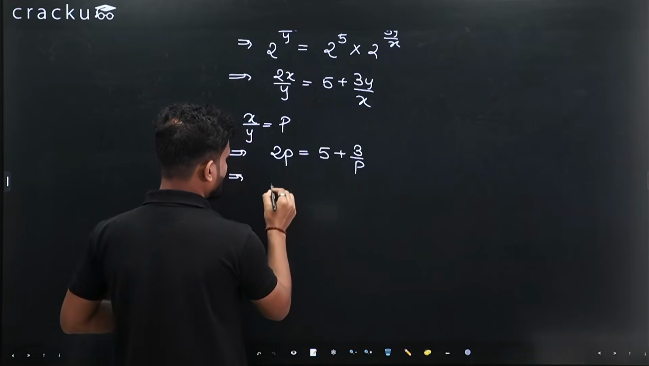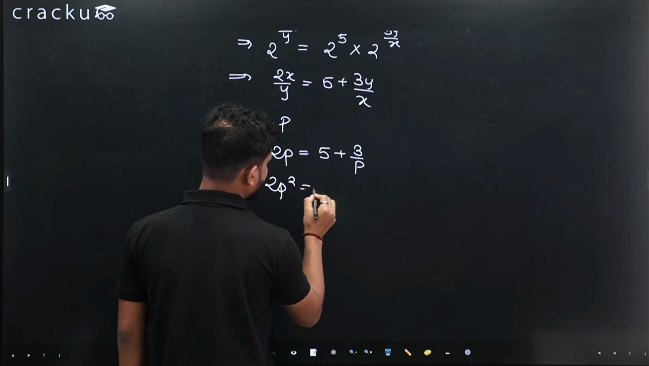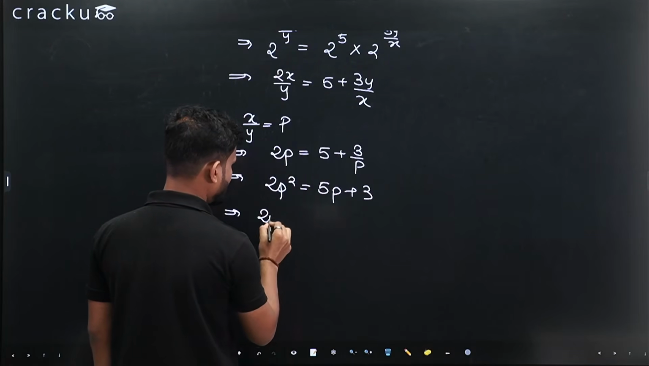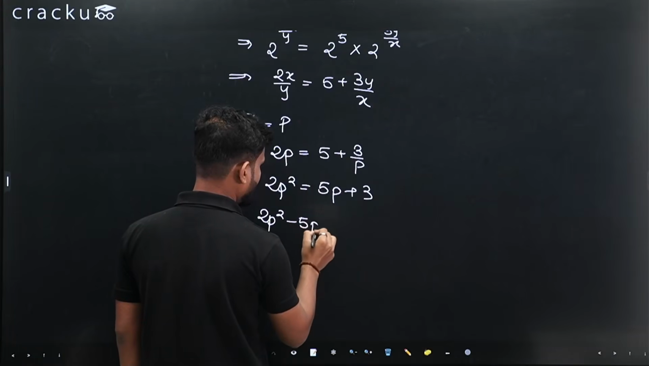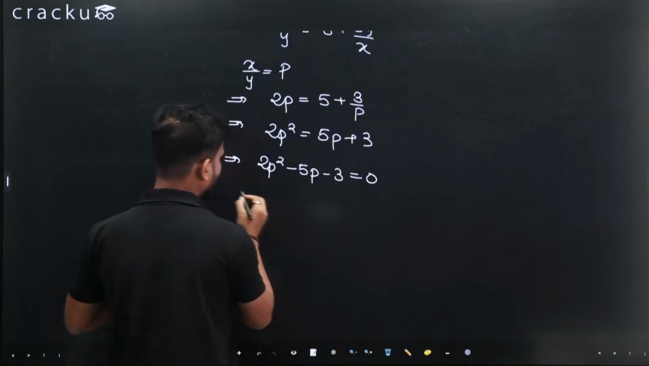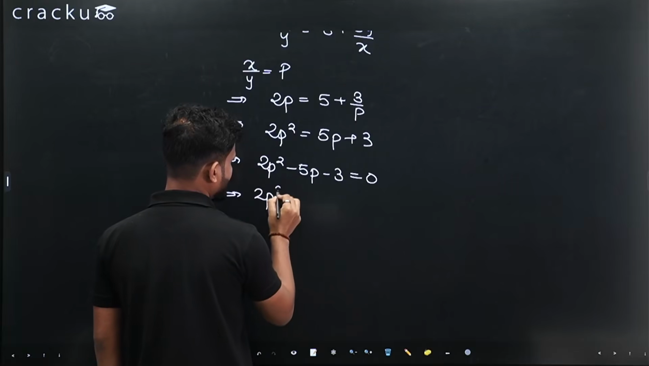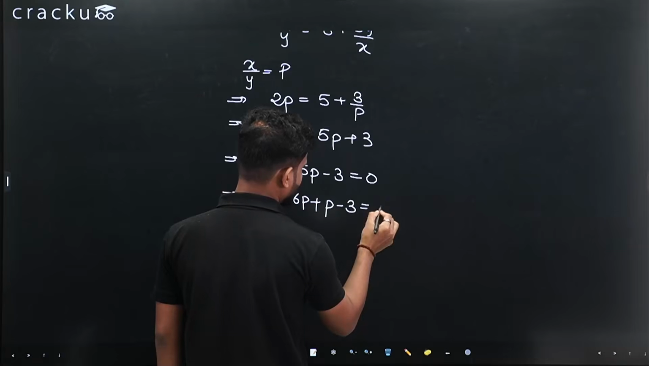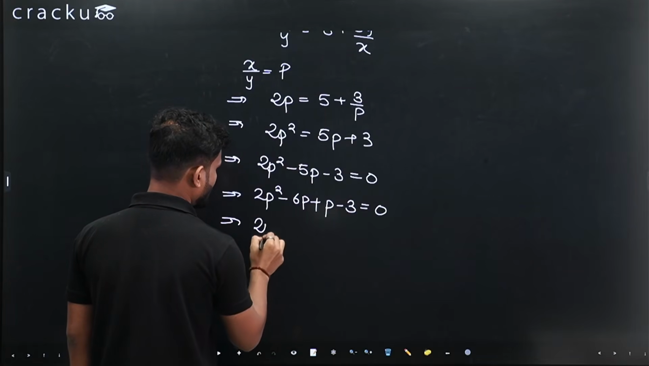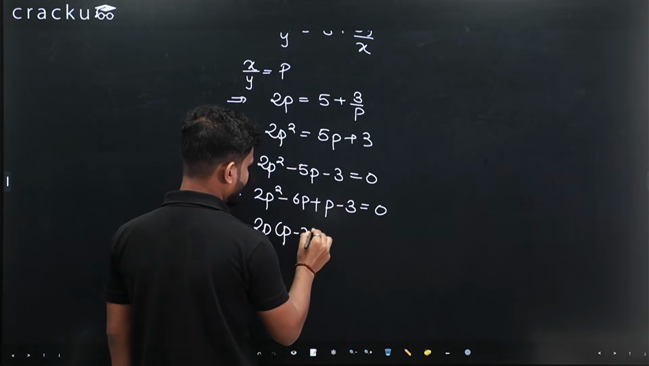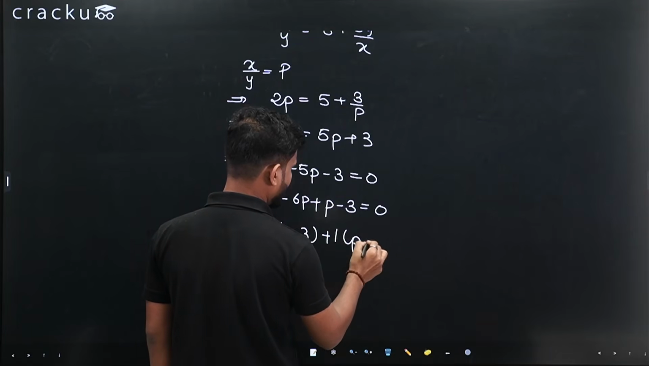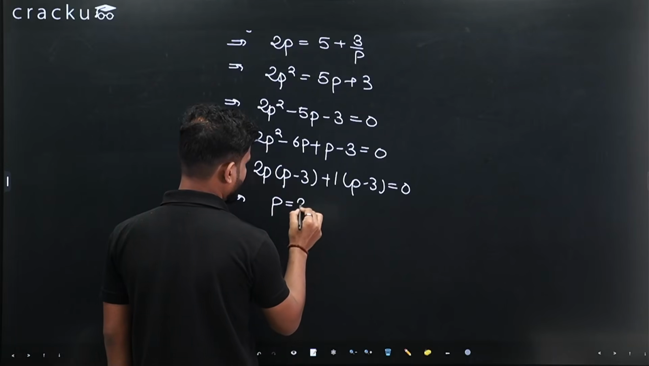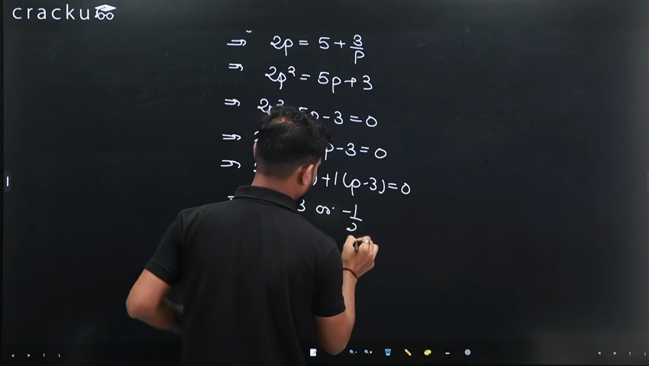From here I can say 2p square is equal to 5p plus 3, or 2p square minus 5p minus 3 is equal to 0, or 2p square minus 6p plus p minus 3 is equal to 0, or from here 2p into p minus 3 plus 1 into p minus 3 equal to 0, or p is equal to 3 or minus 1 by 2.